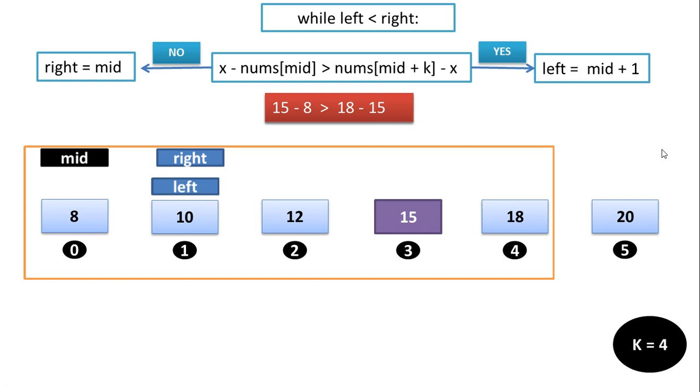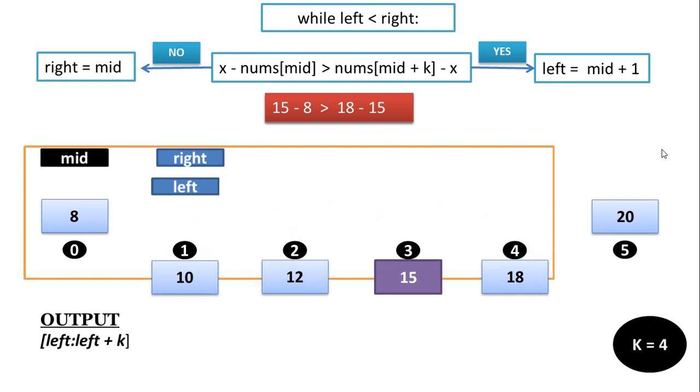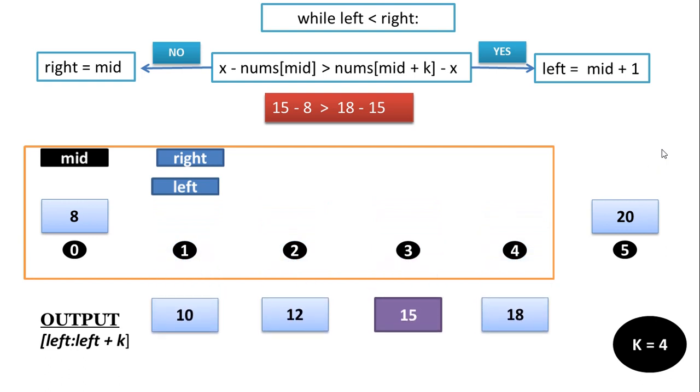So let's try to visualize what I was trying to explain. And there we go. As you can see, we sliced the list such that the first index, or the value at the first index, which was 10, was included, while the value given by the upper bound, that is left plus k, was not included. So the output is 10, 12, 15, and 18.